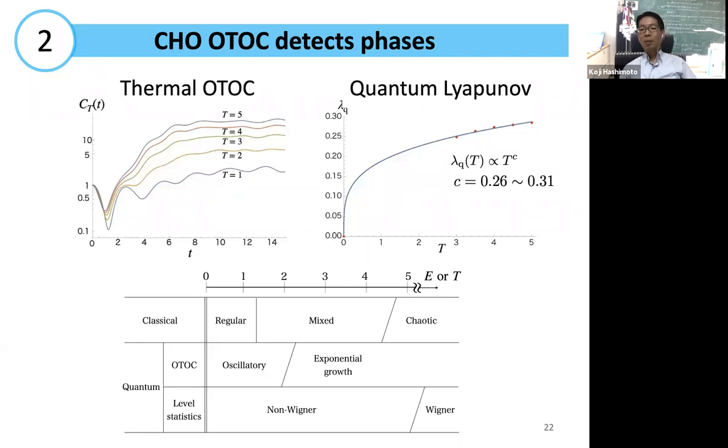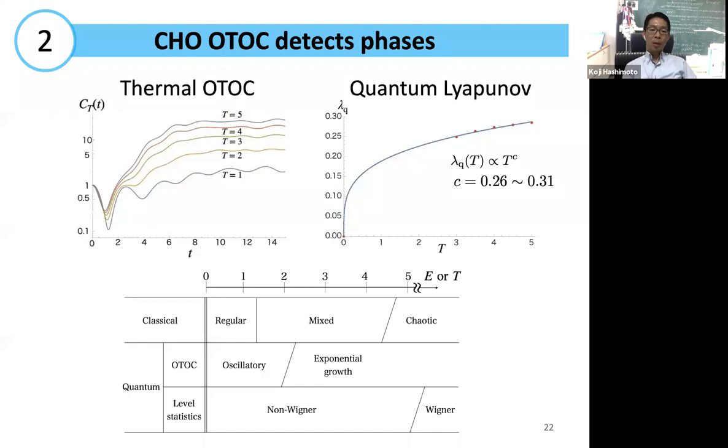At this stage, we can say that this does not allow a gravity dual since it does not have a horizon behavior. But anyway, the lesson from here is that this system has a phase transition. At lower temperature or lower energy, it is regular. At high temperature or high energy, it is chaotic. And OTOC actually can discriminate these two.